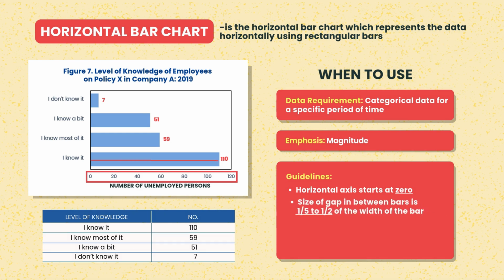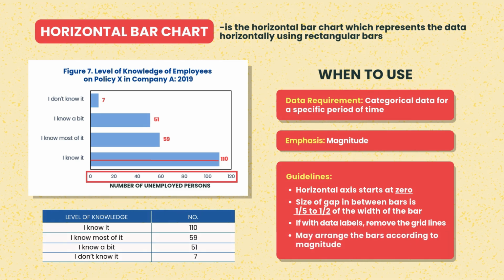Also, the spaces between the bars may be 1/5 to 1/2 of the width of the bar. It is not as strict as a column chart, because the categories are independent of each other, unlike time series data, where the observations are dependent or correlated. We should also remove the grid lines when we already have data labels. And lastly, we can arrange the bars according to magnitude, either increasing or decreasing.